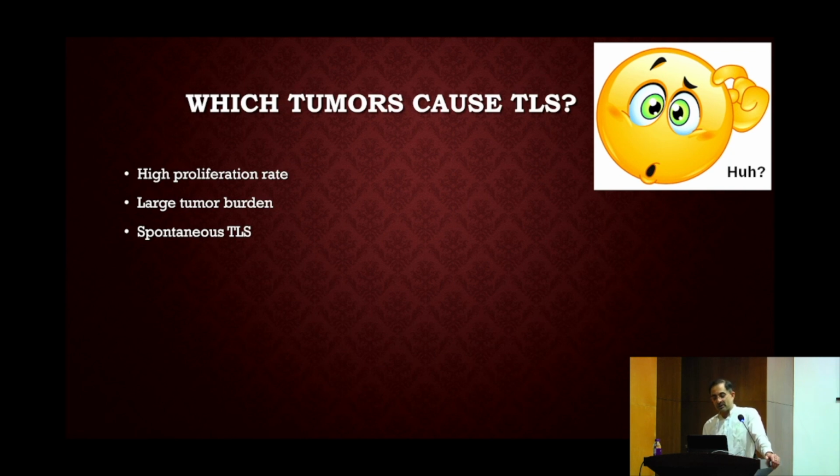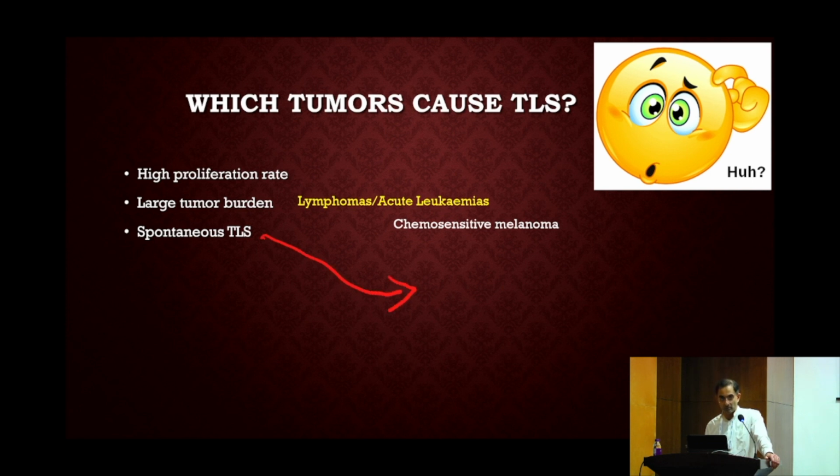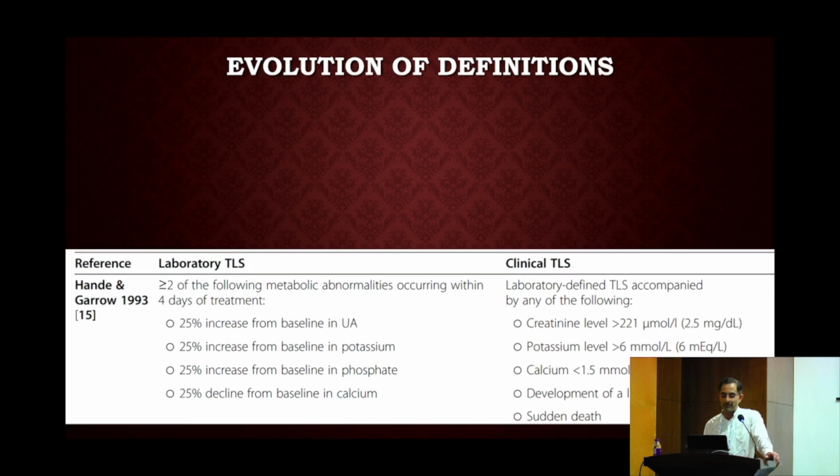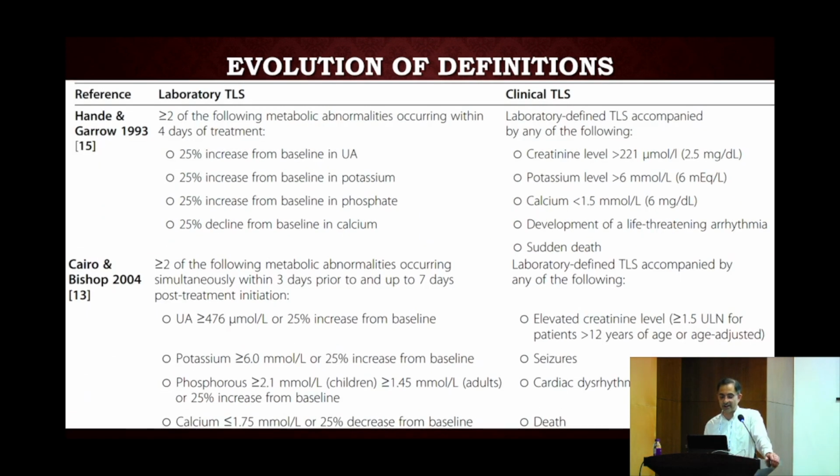Grossly, the tumors which cause TLS, as I already mentioned, are those which have a high proliferation rate and a large tumor burden. There is also an entity called spontaneous tumor lysis syndrome, which is more often seen these days, where it happens even without the patient having undergone chemotherapy, more to do with the mass and the rapidity at which the proliferation of the cells takes place.